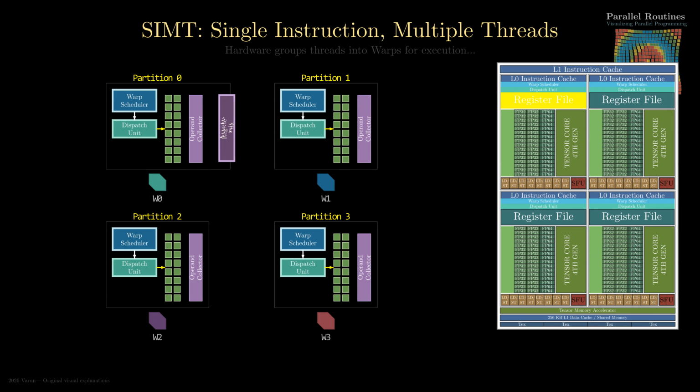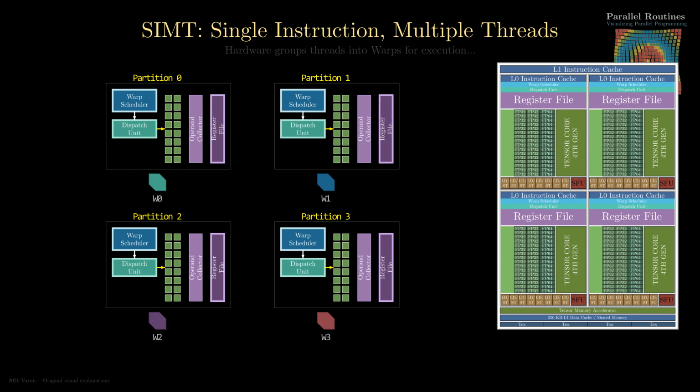Every partition has its own register file, ultra-fast storage holding thread state and intermediate values. With 64K registers per partition, each of the 32 threads in a warp gets its own dedicated register space for maximum throughput. Memory operations flow through specialized load store units. These handle all traffic between registers and the memory hierarchy, keeping data flowing to the compute cores.